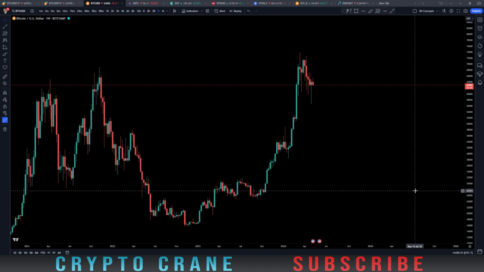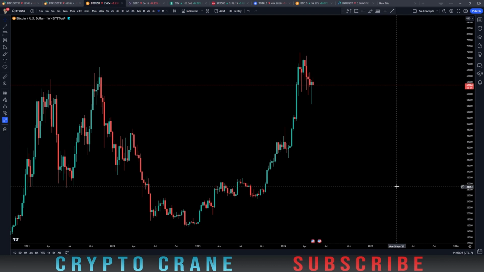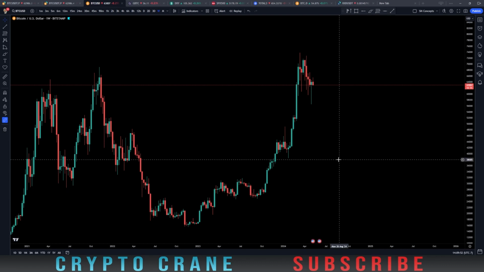So first things first, what you're going to want to do, download TradingView, because that is your best trading software for just like a general overview of the charts. Always good to be using TradingView to identify levels and that sort of thing. But let's get into what you need to do.